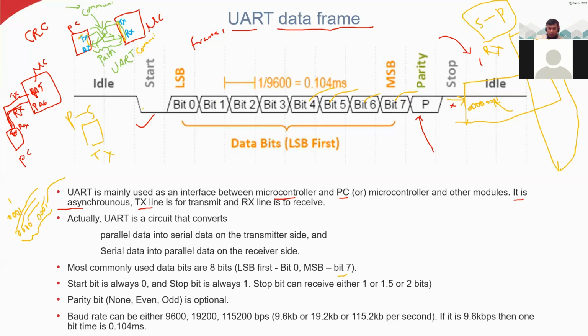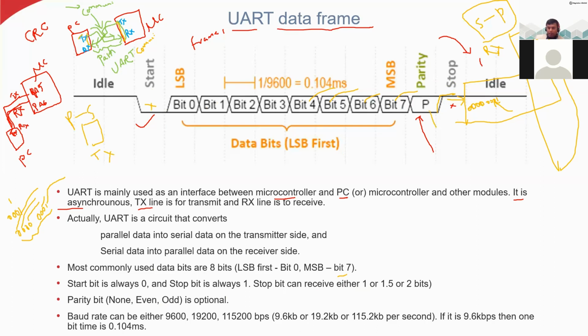The start bit is always 0. You can see here the low level, and then the signal goes up with a transition from 0 to 1. The stop bit is always 1, indicating the frame is finished. The stop bit can be 1, 1.5, or 2 bits. Then there is the parity bit, to know about odd parity or even parity.